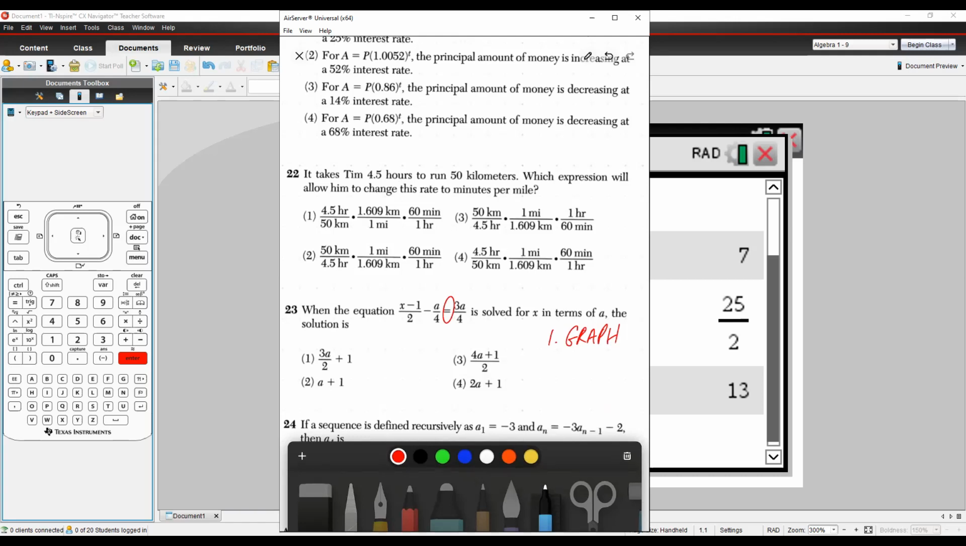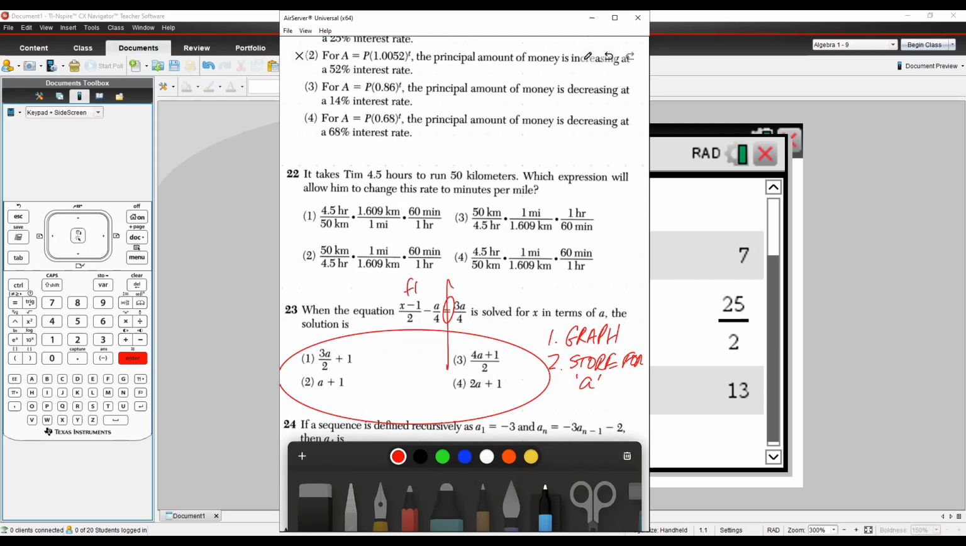And if you look at the answer choices, you see that every answer choice has an A in it. So that should tell you, oh, I can store a number into A. So then we're going to store a number for A. And it doesn't matter what number you use. Don't use 0, don't use 1. But other than that, any number that you want to use, you can put in there. And once you store the number for A, you just go and you graph this right down the middle.